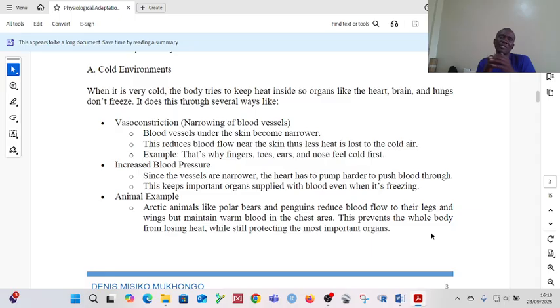The examples we give among animals are the animals found in the Arctic, the polar bears, the penguins. What they do is they reduce the blood flow to their legs and wings, but maintain warm blood in the chest area. Why the chest area? Because that's where the lungs are. The heart is also there. So this prevents the whole blood from losing heat while still protecting the most important organs.